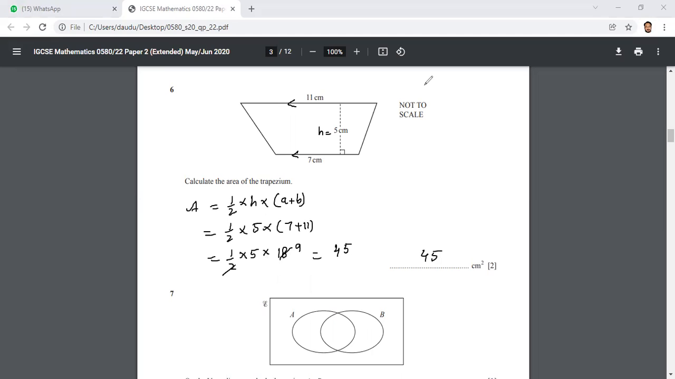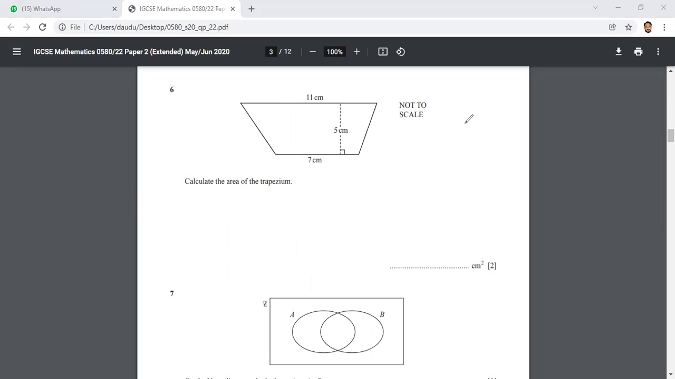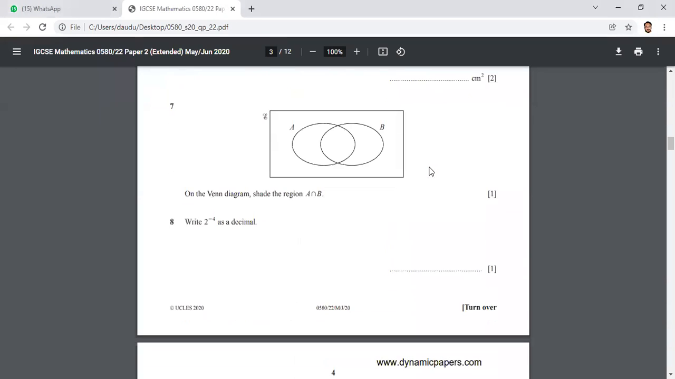Next, we have a Venn diagram. It is from sets notation. So here they are talking about finding the shaded part, or shade the region A intersection B. So basically, intersection means the common area or the values which come in both sets. So here, both sets overlap each other, like A and B. So we will see the common part. The common part of this set is what?